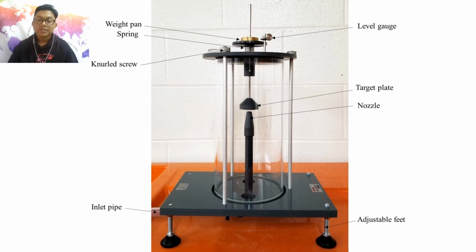Moving on to the apparatus, we can see there is a lot of equipment used, which are the weight pen, the spring, the knurled screw, inlet pipe, level gauge, target plate, nozzle, and adjustable feet.